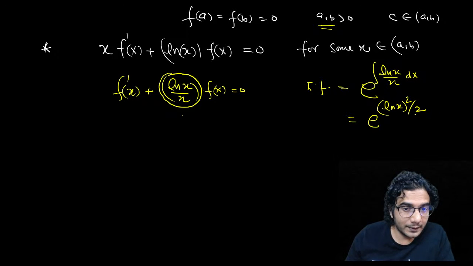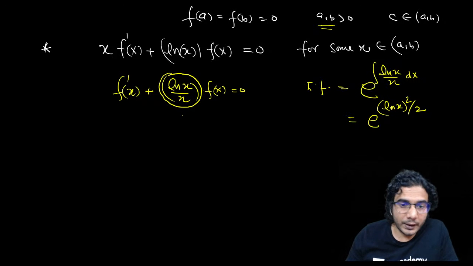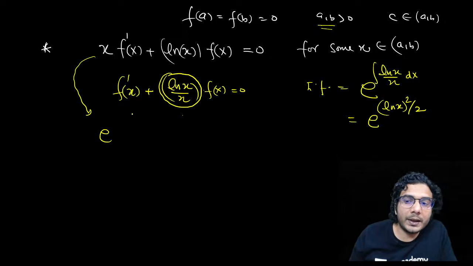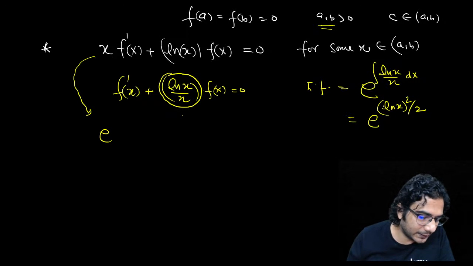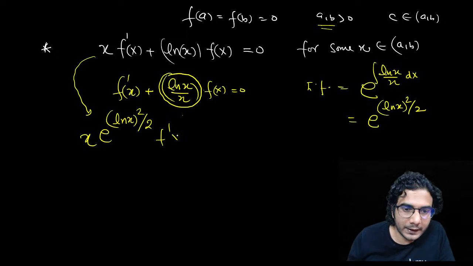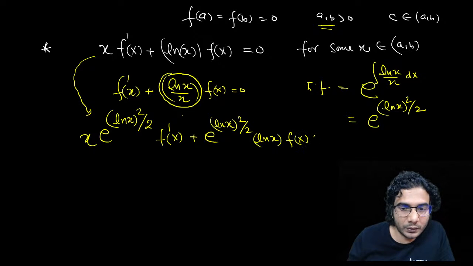Okay, now you have got the integrating factor, so we'll multiply this original equation by this function. So it will be e raised to (ln x) the whole square by 2. Okay, this 2 you were talking about. All right, I forgot to write that. Yes, you were right. So it is x e raised to (ln x) the whole square by 2, f dash x, plus e raised to (ln x) the whole square by 2 ln x f x is equal to 0.